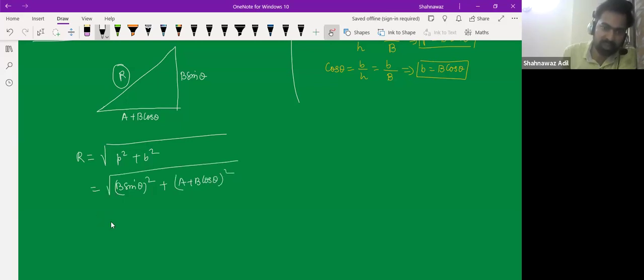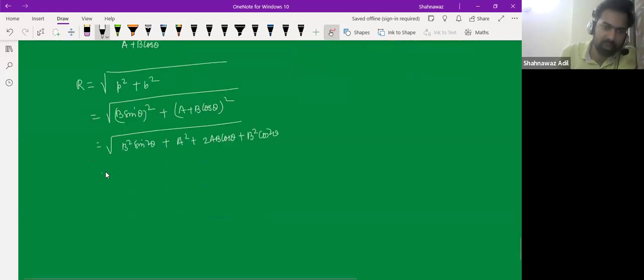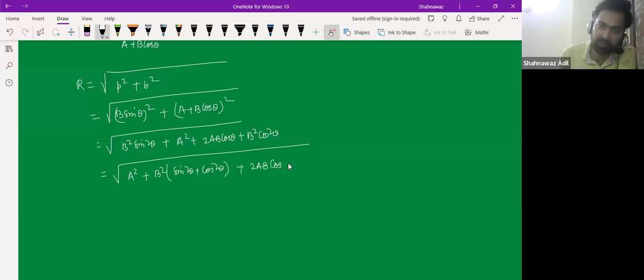So how much would be this thing? So this is B square sine square theta plus A square plus 2AB cos theta and plus B square cos square theta. So we see that B square is common. So let's write A square on the left hand side, and this is B square times sine square theta plus cos square theta. And then let's write this thing separately, 2AB cos theta. So this thing is 1. So what we will have? A square plus B square plus 2AB cos theta.